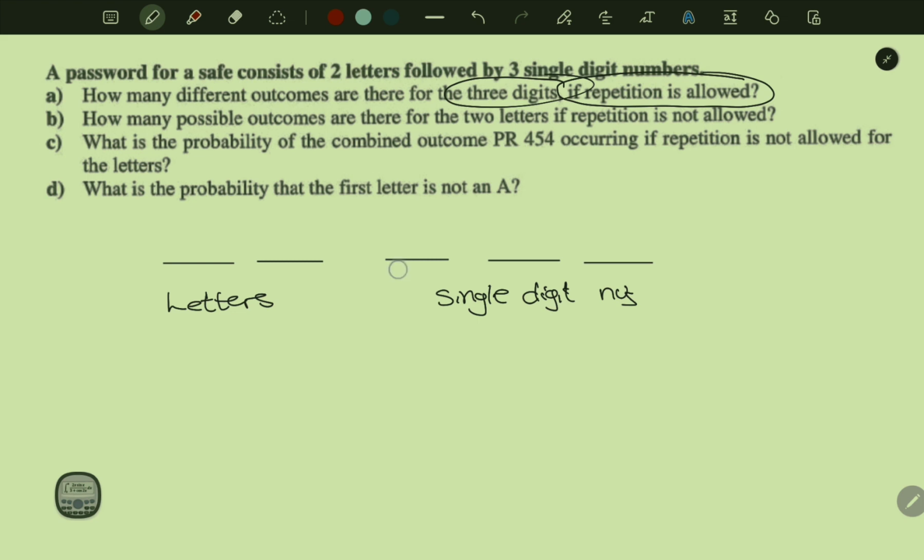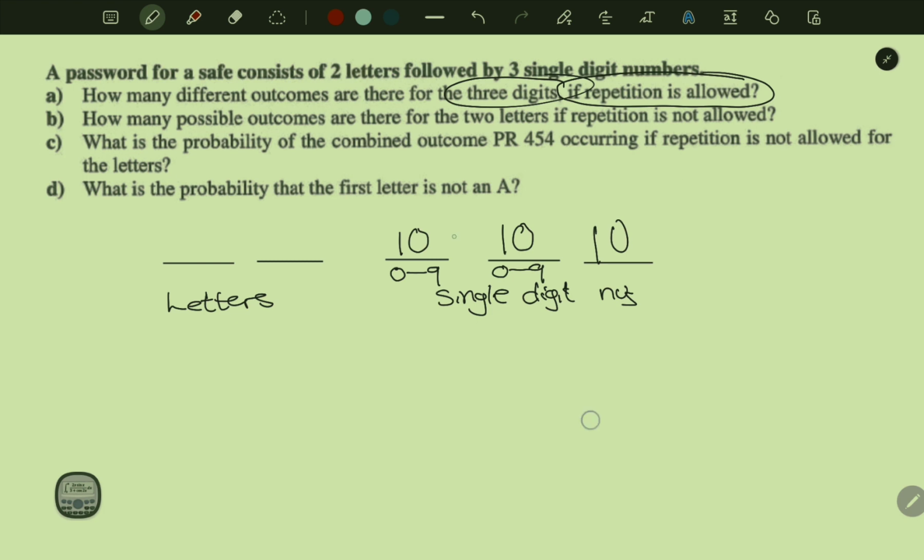For the first space, we have the options 0 to 9 because they are single-digit numbers. So from 0 to 9, that means I have 10 possible options for the first space. For the second space, because repetition is allowed, I can repeat any number I chose on the first space. So I still have 0 to 9, which leaves me with 10 possible digits. The last space will also have 10 possible options.